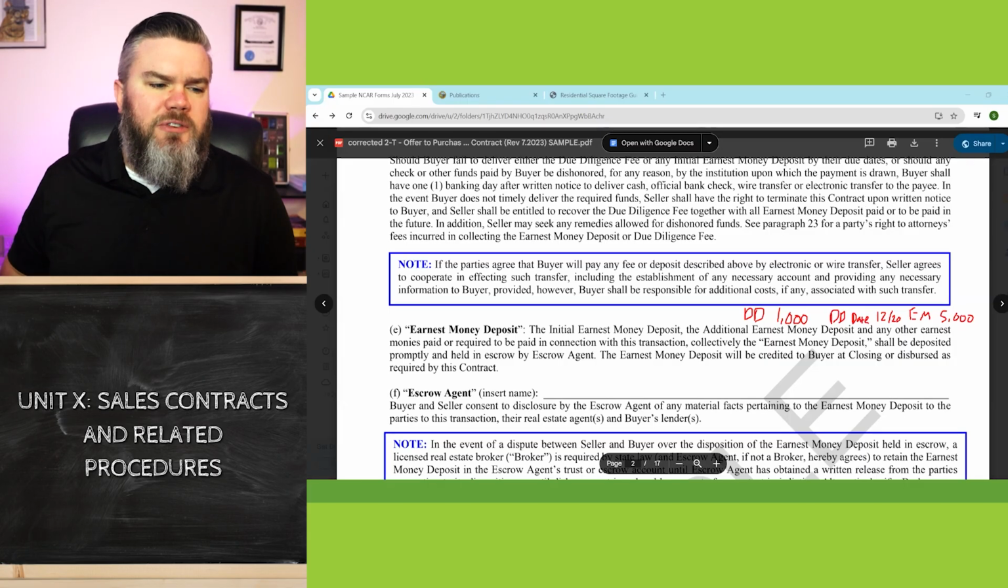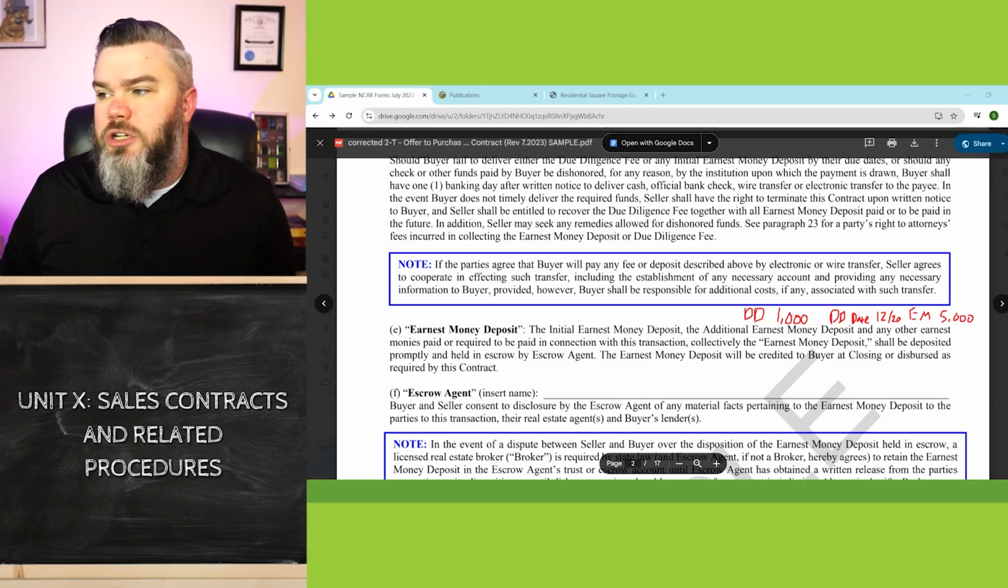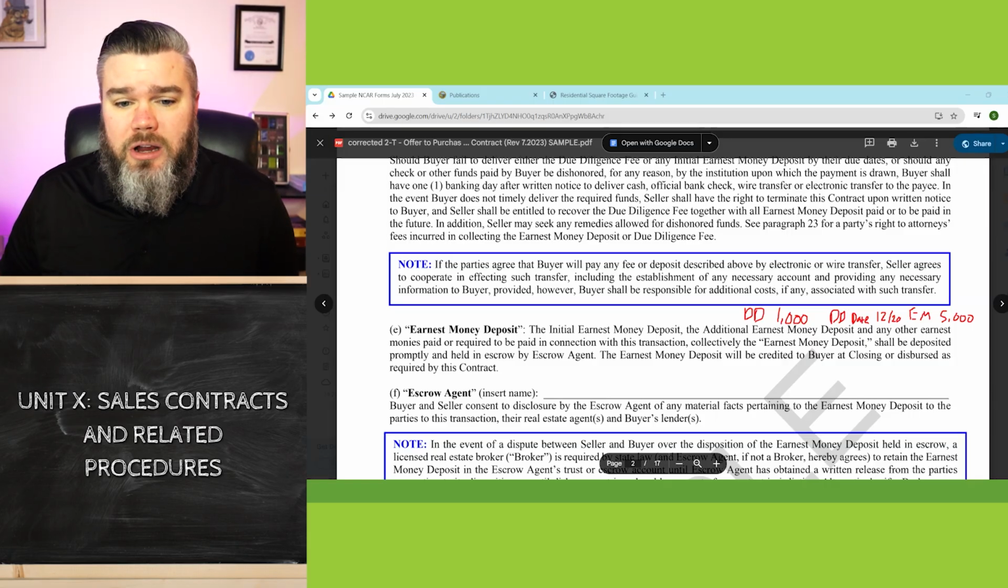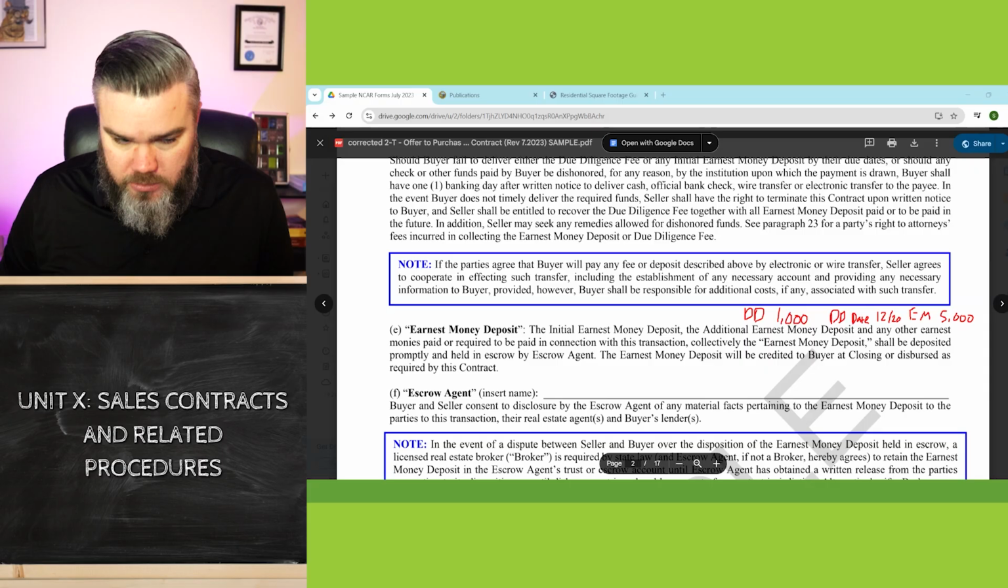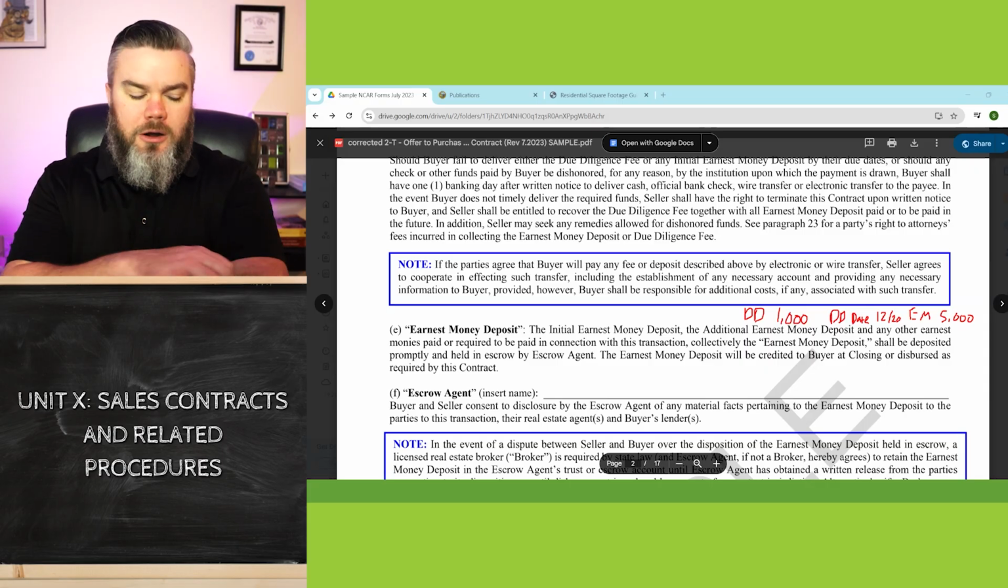Gerald says, is there any way for the buyer to get their due diligence back if the seller breaches, for example? Yes. There are 4 very specific times that the buyer could get their due diligence back. But we're not there yet. But yes, there are.